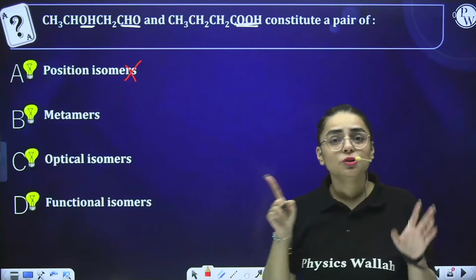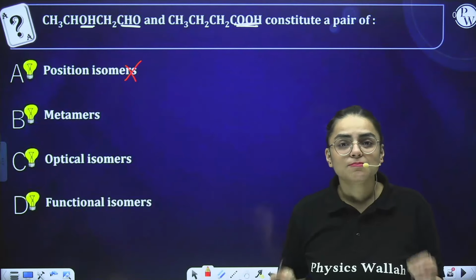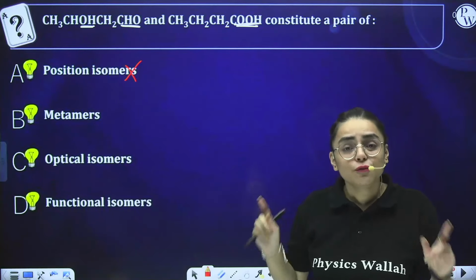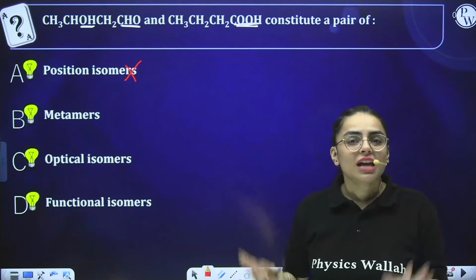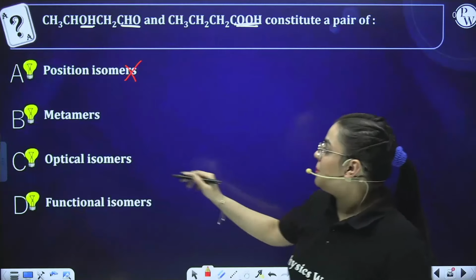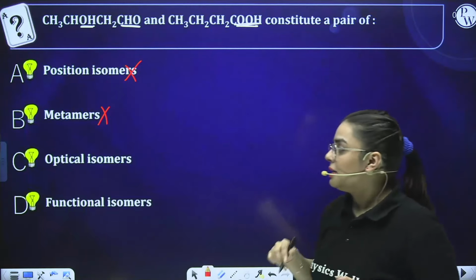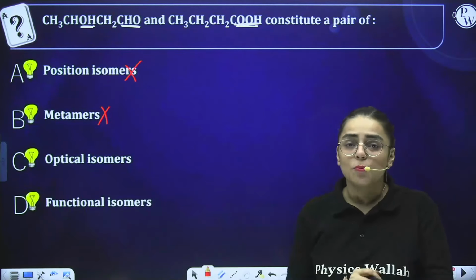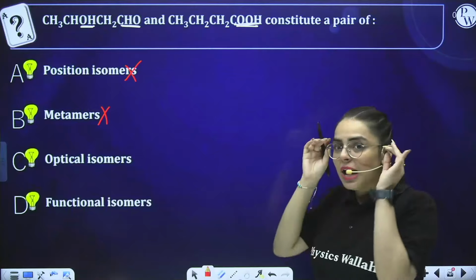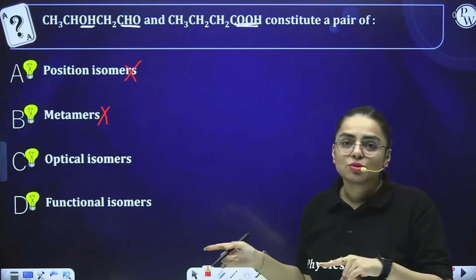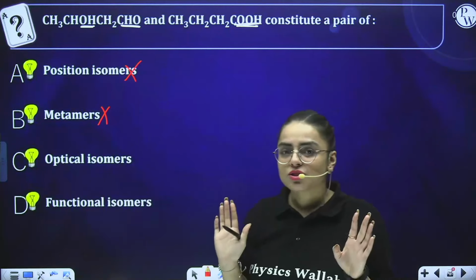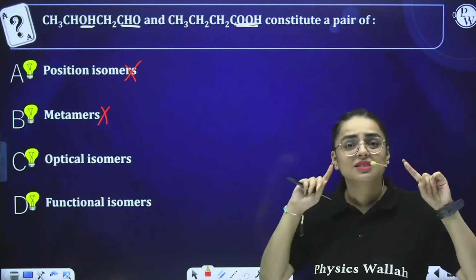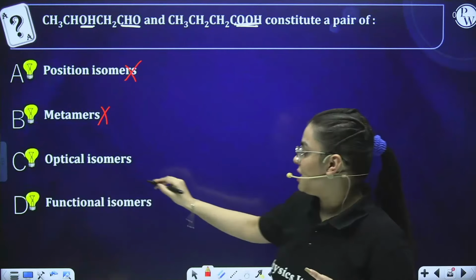Now if I talk about metamers, what were metamers? Metamers were those in which a polyvalent functional group contained a different number of carbon atoms on either side, right? So it can't be metamers again. Right, now comes optical isomers. You would say, ma'am, we have not yet studied optical isomers, so don't worry, but you have studied that optical isomers come under the category of stereoisomers, and stereoisomers are those in which we see a different arrangement of atoms in space, right? So it again can't be optical isomers.